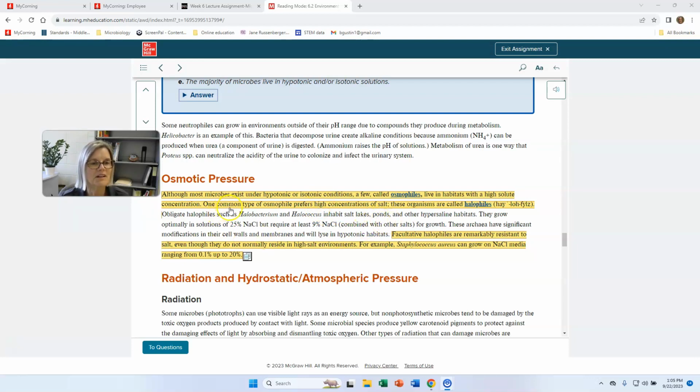And so these microorganisms that like these high concentrations of salt in particular are called halophiles. There's some examples here of some halophiles that live in salt lakes, ponds, and other hypersaline environments. There are, like the Dead Sea, I think is maybe 25 or 30% salt. Now compare that to the ocean. Ocean water is about 3% salt. So it's a great big difference compared to the Dead Sea.